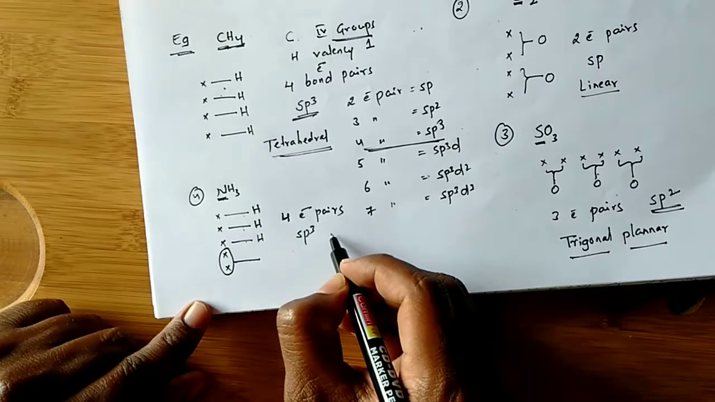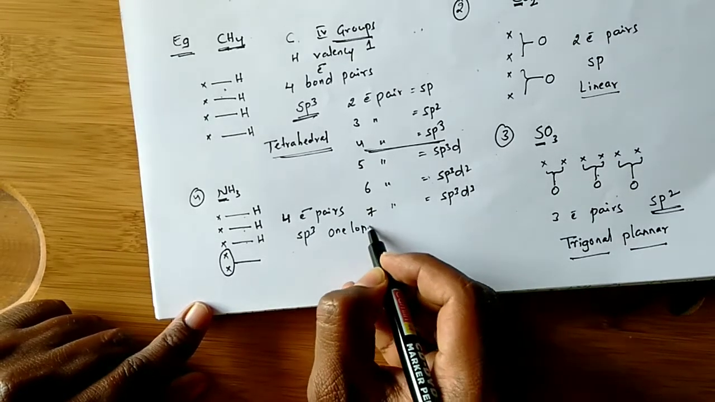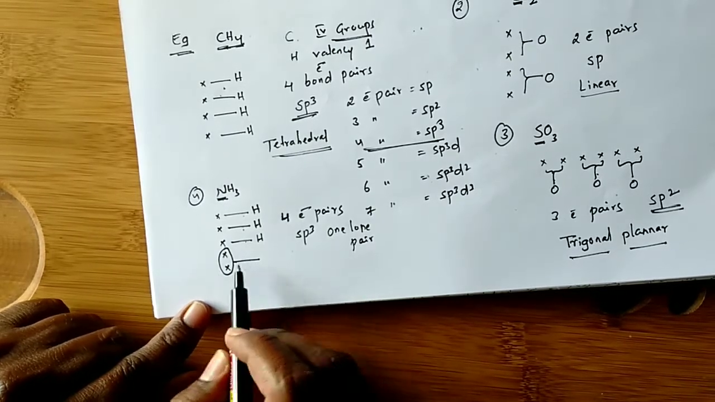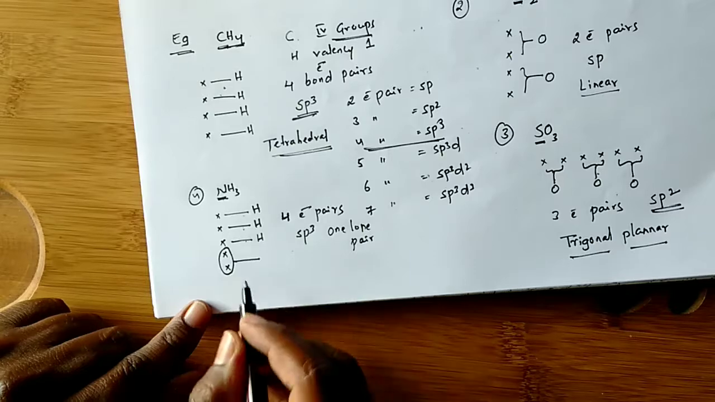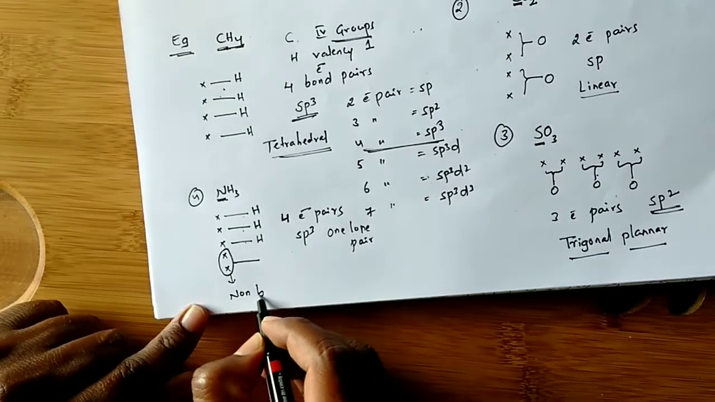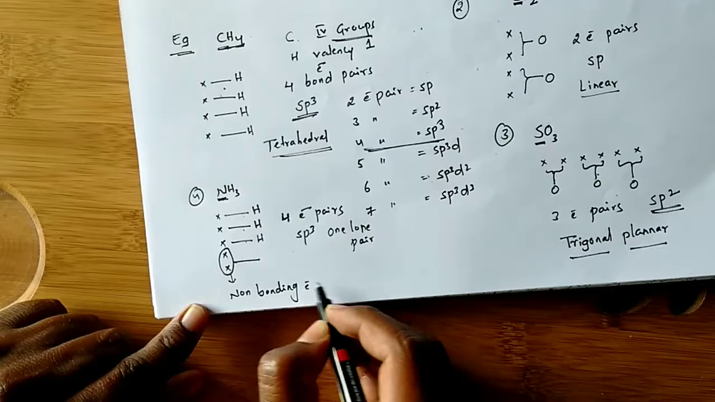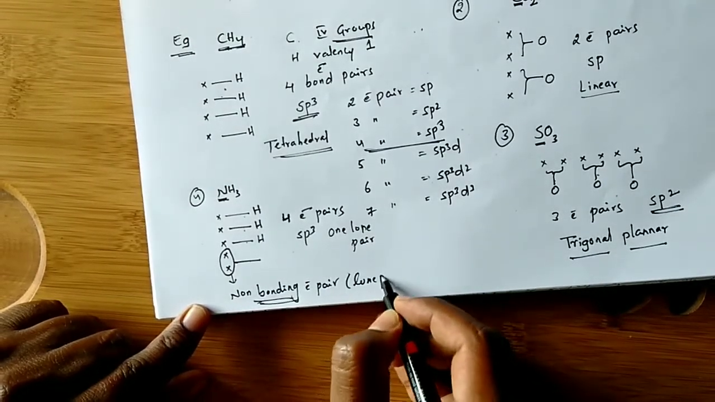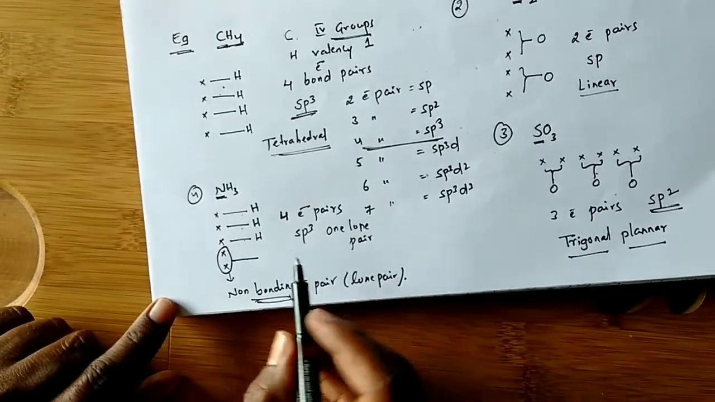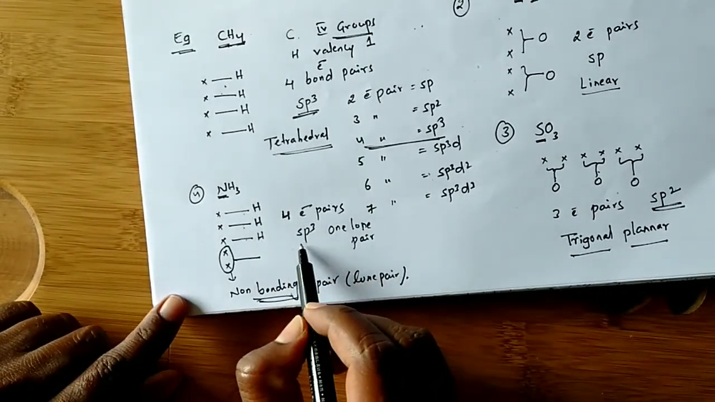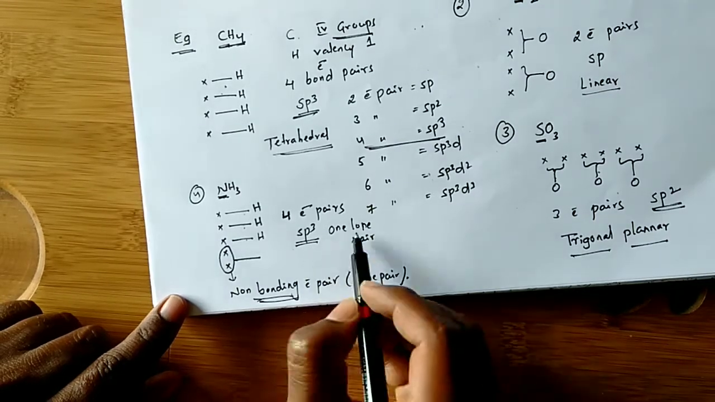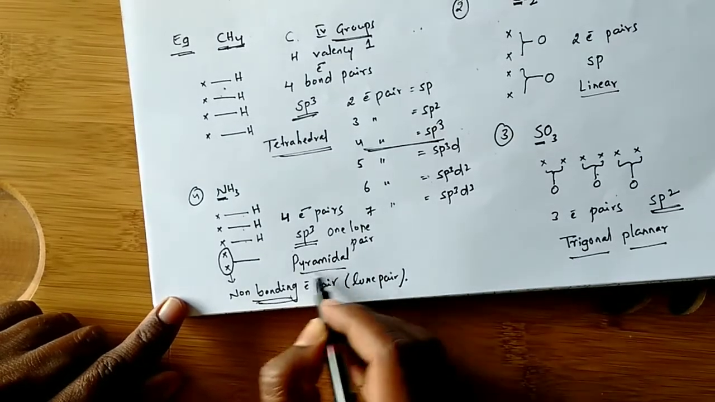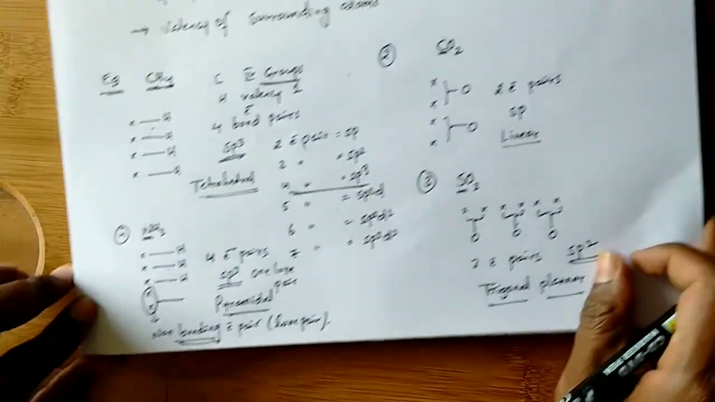But for sp3 with one lone pair, the lone pair is nothing but a non-bonding electron pair. It is not participating in bonding. It is a non-bonding electron pair, so this is also called a lone pair of electrons. So the total pairs of electrons are 4, and the hybridization is sp3. With sp3 and one lone pair, the structure is pyramidal.